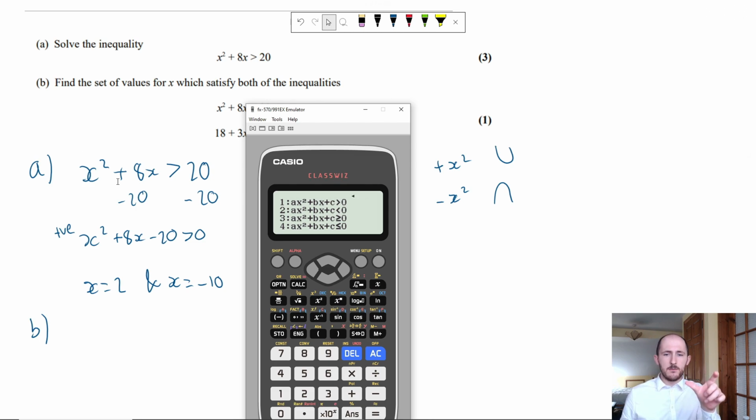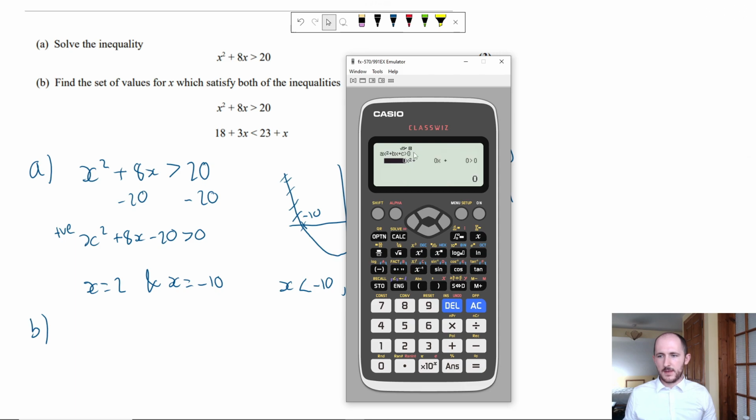Now, if you moved this stuff here to the right side, you would have the one underneath it instead. But just keep that in mind. So it'd flip around. So we're going to look at number 1. And now it comes up with the same screen as we had before when we're solving quadratics. So again, we're going to put 1, 8, and minus 20. Put that in and look what happens.